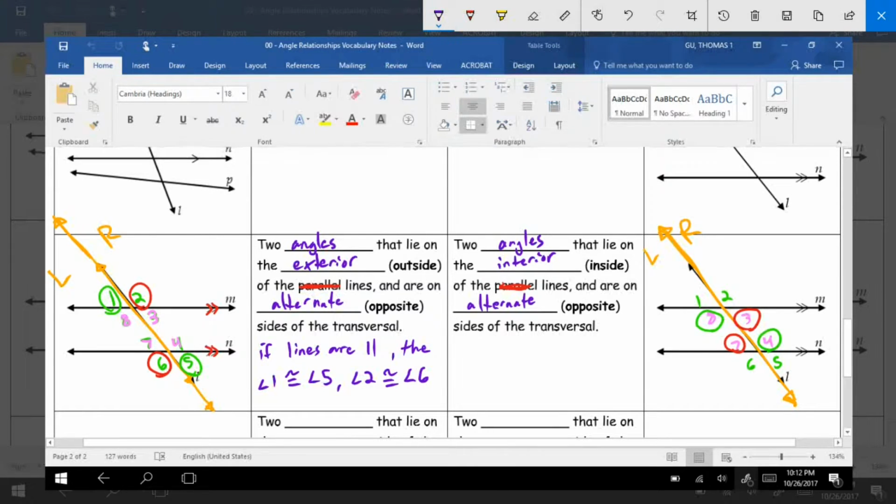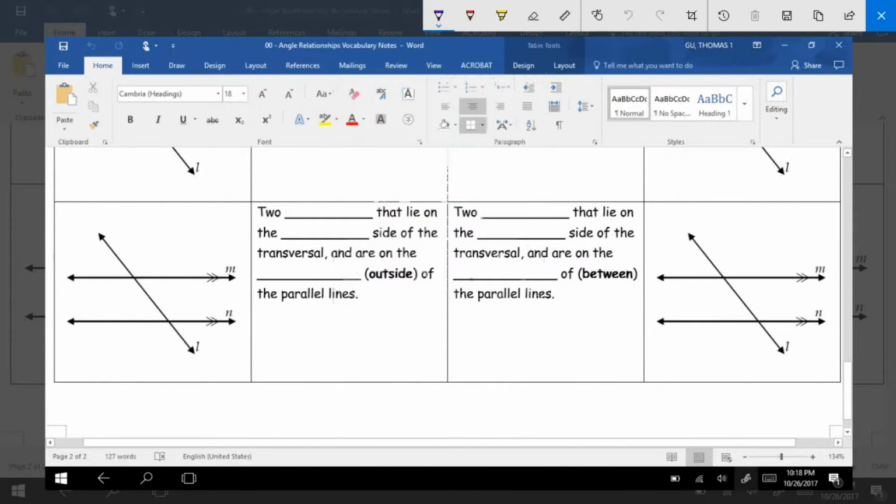All right, it is if the lines are parallel, then angle 3 is congruent to which angle do you think it's congruent to? Angle 7. And angle 4 is congruent to which angle? Angle 8. That's right. Oh my goodness, you did it. All right, so we've finished with alternate exterior angles and alternate interior angles. Remember those two vocabulary terms, and let's go to the last two definitions. Write down the definitions.